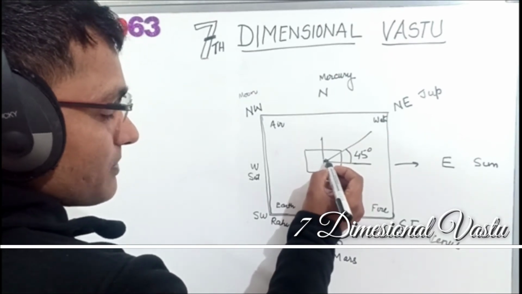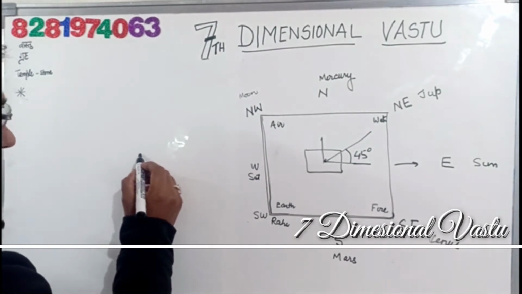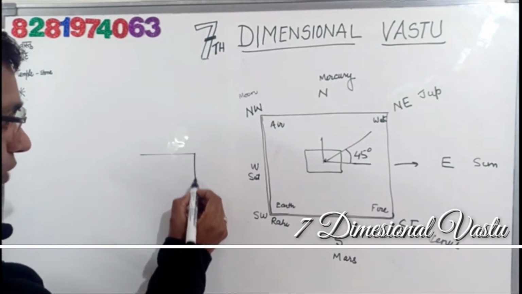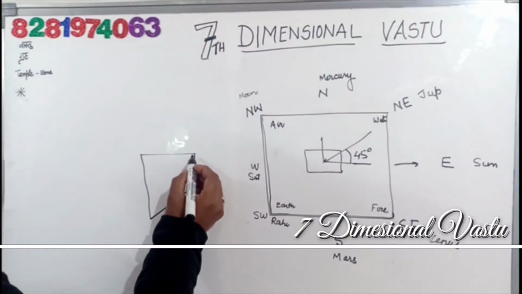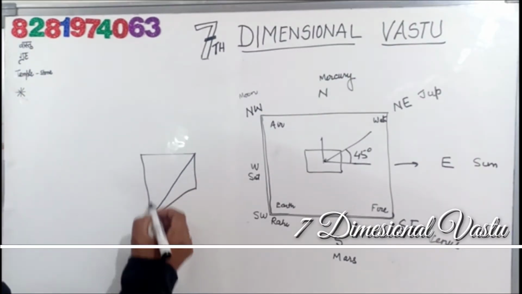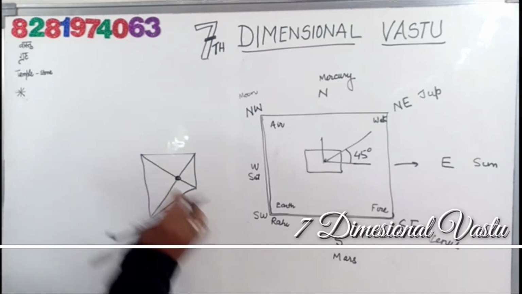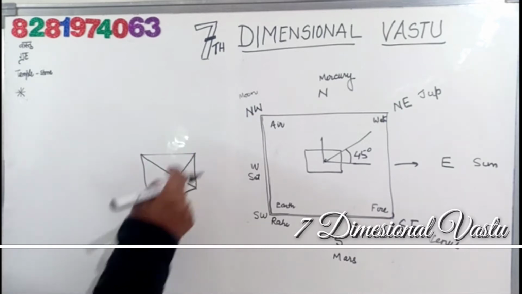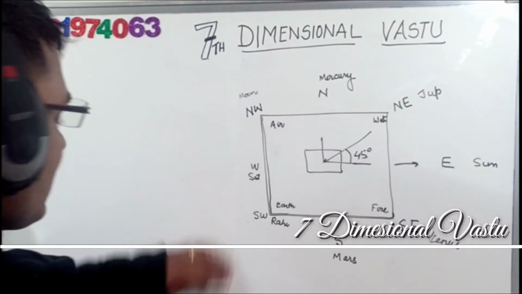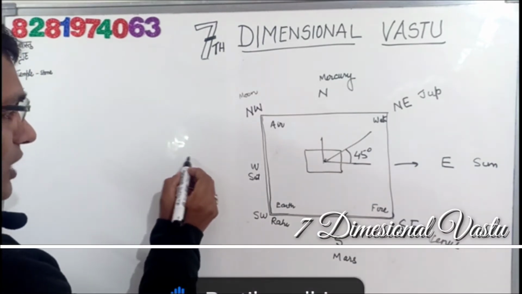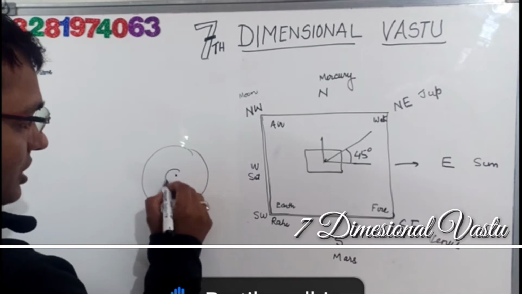How to find out this point? For any structure, maybe square, rectangle, or something different, you have to just connect the end points, and wherever these lines intersect, this is the Brahmisthan. For example, if the house is circular, the center will be the Brahmisthan.